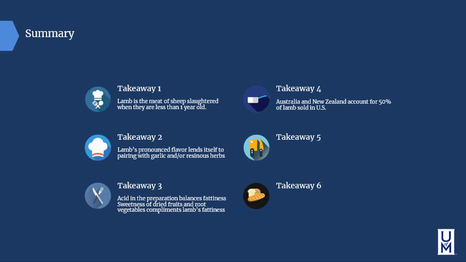Australia and New Zealand account for 50% of lamb sold in the United States. Sheep and goats are some of the earliest domesticated animals. And the rack of lamb is the most common cut served in restaurants.